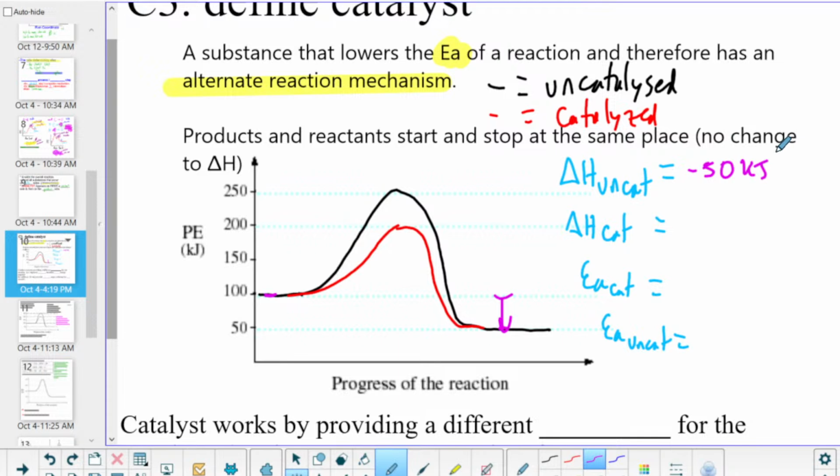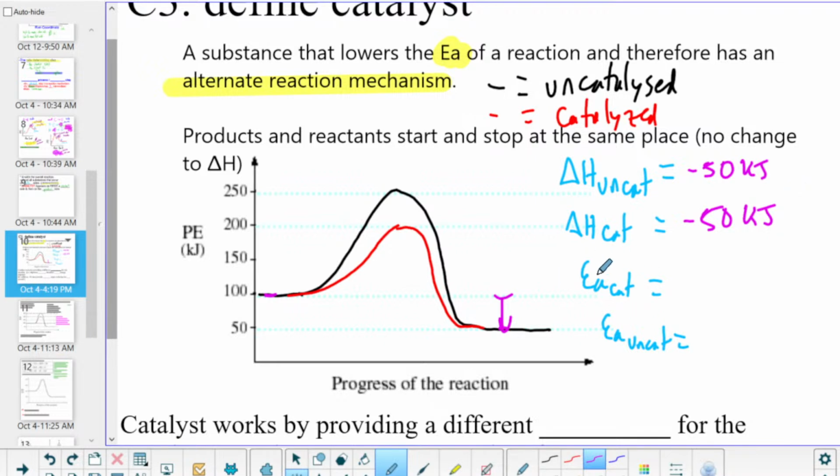And Inara, what would be the delta H of the catalyzed reaction? Negative 50 kilojoules. Does using a catalyst change the reaction? No. So the delta H is going to be the same. What is the energy of activation, Felix, for the catalyzed reaction?